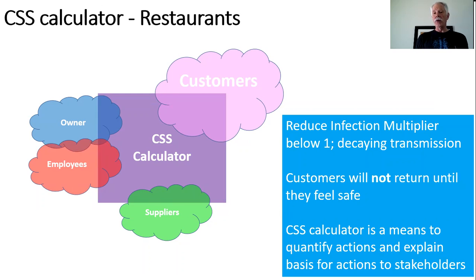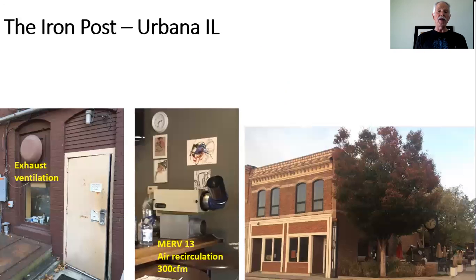And to your customers: regardless of what actions you take, if you're unable to explain to me why you now have a safe space, and do that in some manner that's quantitative, I'm not likely to return. I'm just going to think you're waving your arms in the air. So to me, it's important that you have a basis for the actions you're taking and that you can explain why these actions will be effective.